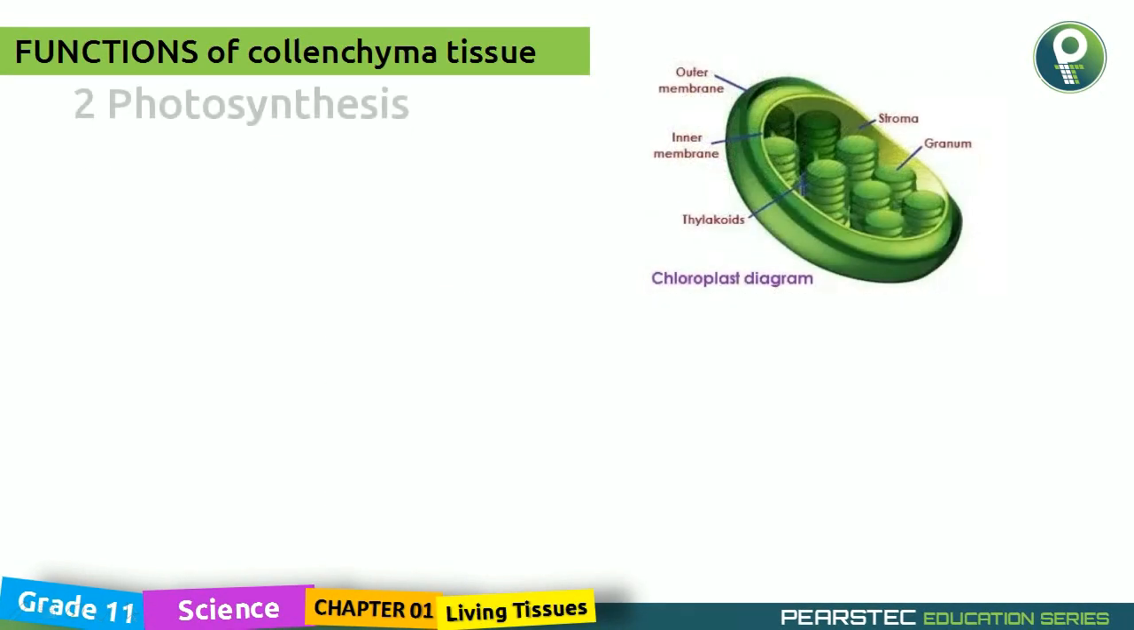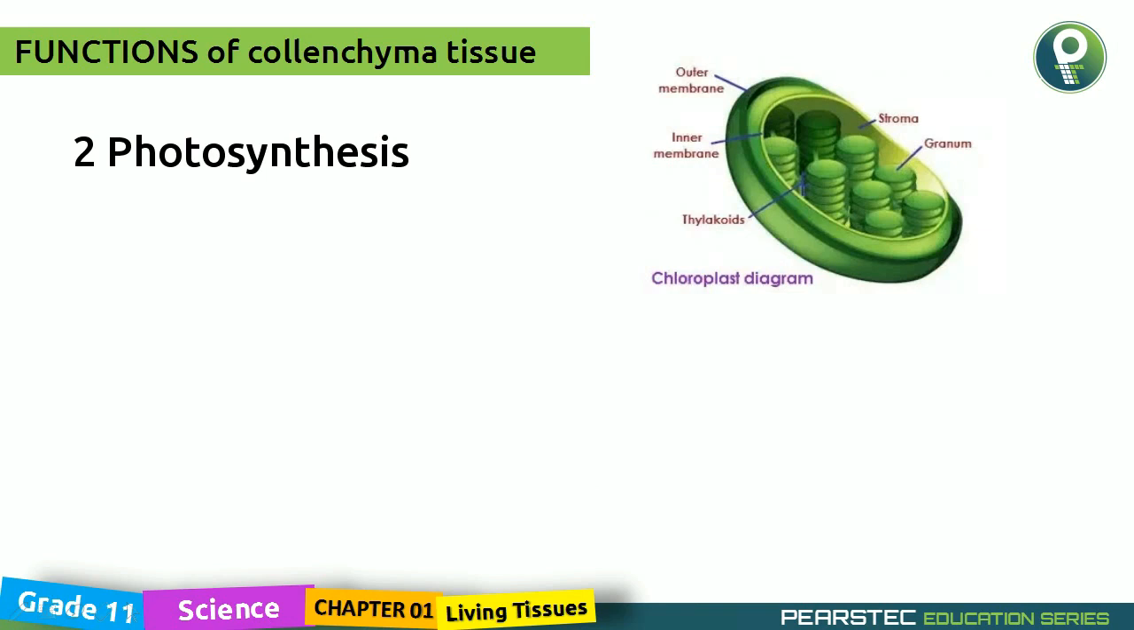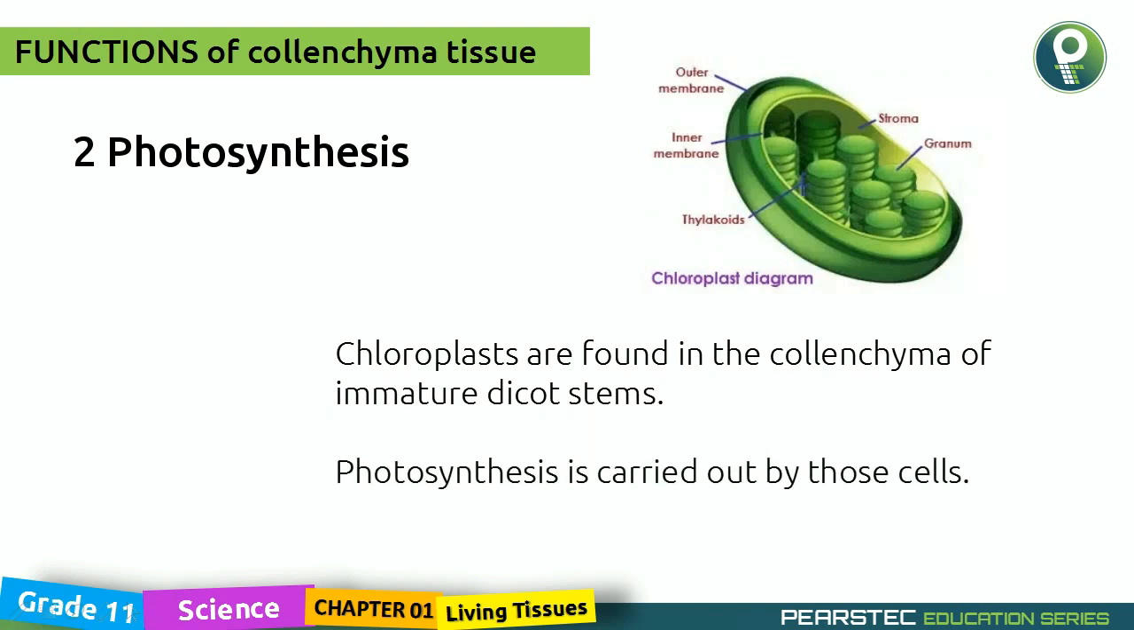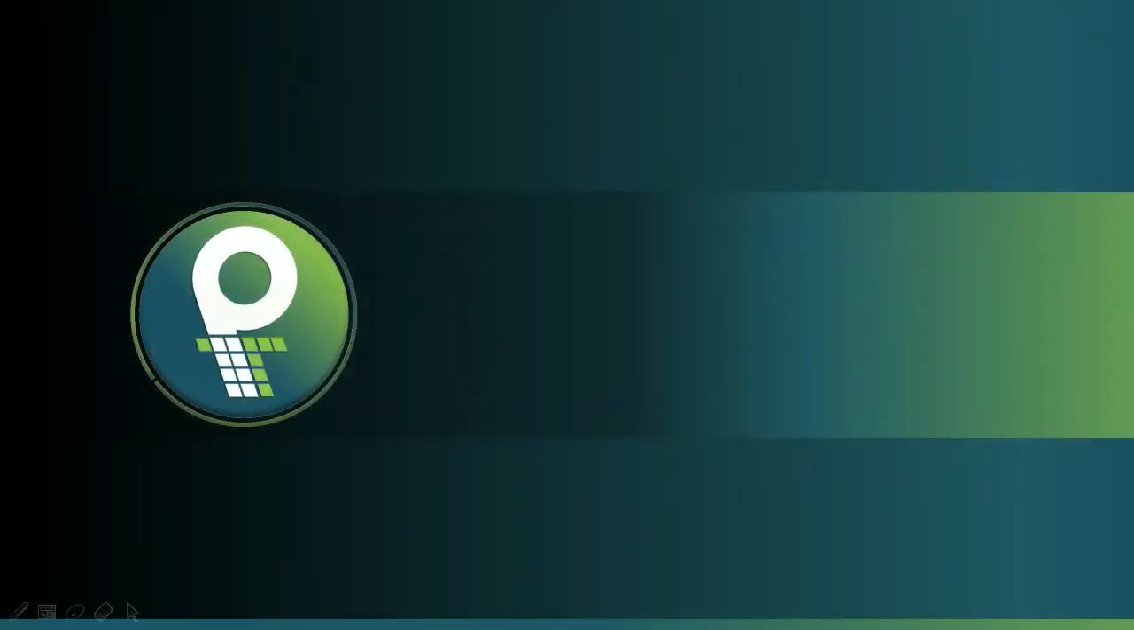Now, what is this? Photosynthesis. We already know about it. Chloroplasts are found in the collenchyma of immature dicot stems. If you are talking about dicot stems, and if they are immature, chloroplasts are found in the collenchyma of the immature dicot stem. Photosynthesis is carried out by those cells. You should know about it.